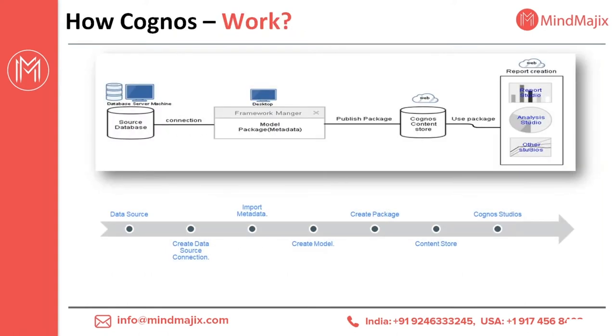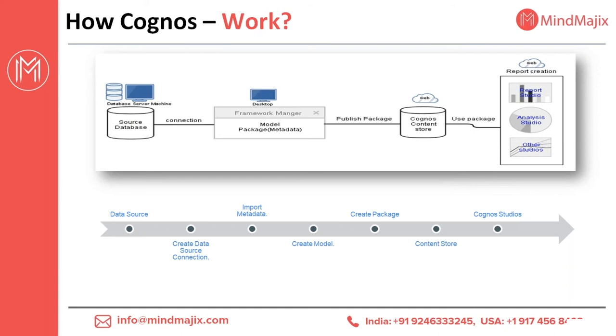Okay, here this slide shows how Cognos works. To produce any report in Cognos, at least we require a data source. Either it can be OLTP, online transaction processing, or OLAP, a data warehouse, or a data mart, or even an Excel file. Anything, we need a source. We can create a connection to my source. Here we have a framework manager. It is a metadata modeling tool. It will import all the metadata.